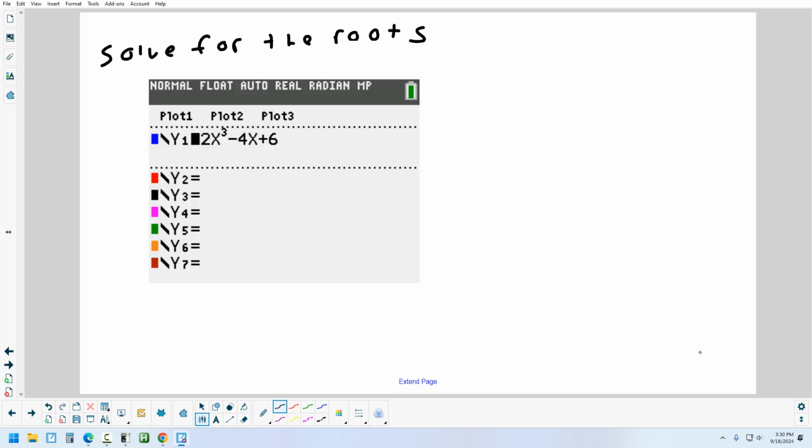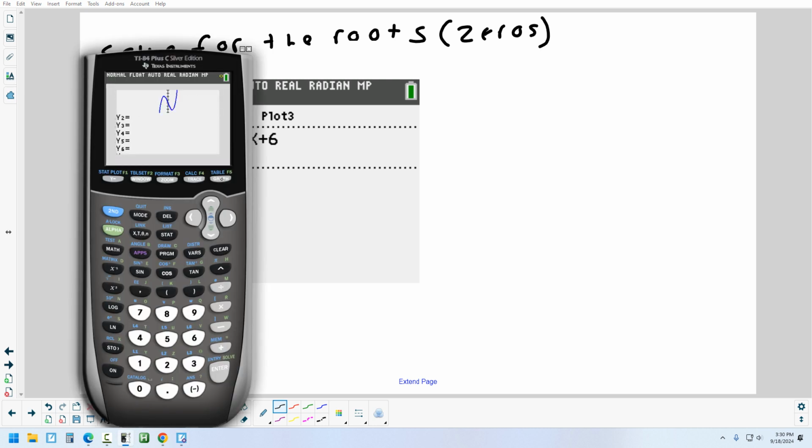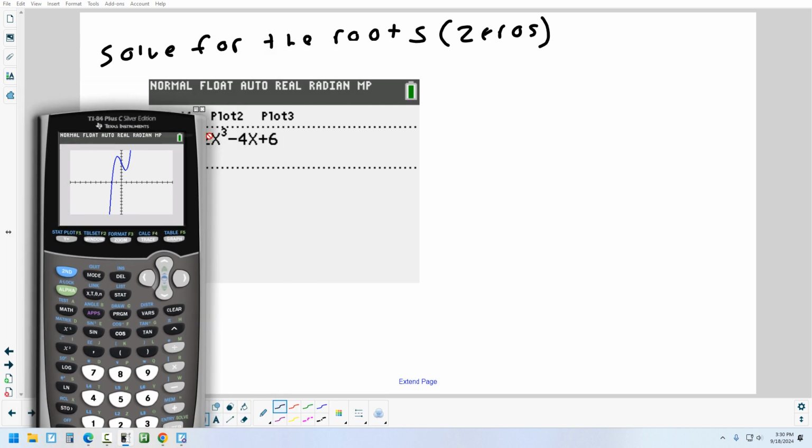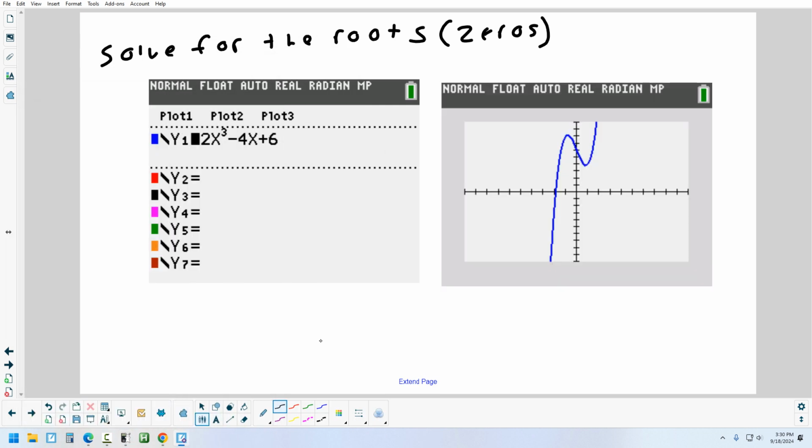Okay. All right, so let's look at this equation I already have typed in. 2x cubed minus 4x plus 6. We're going to solve for the roots. Roots is just another word for the zeros. It's where the graph crosses the x-axis. So if we graph that equation, we get that picture. And how many times does this one cross the x-axis? Just once. Okay, it could cross more than once. It could have crossed 3 times if that part was shifted a little lower, but it's just once.